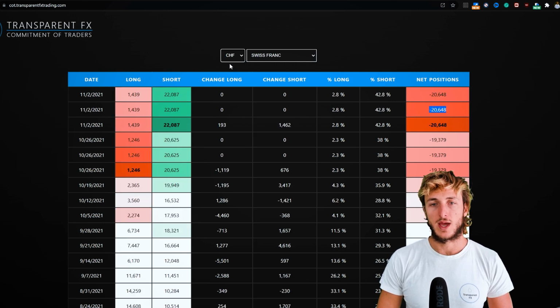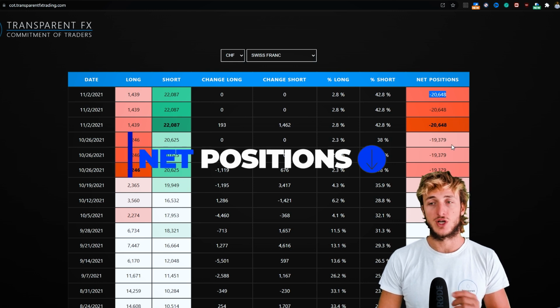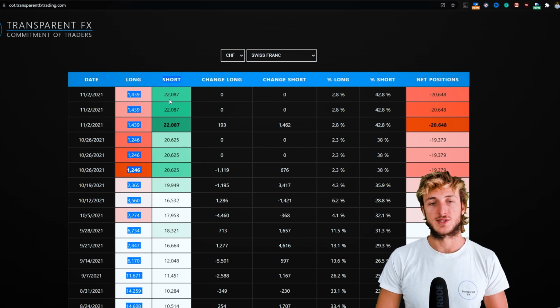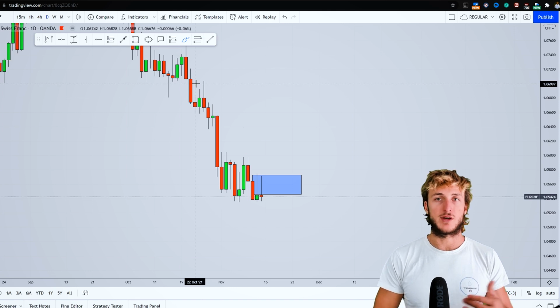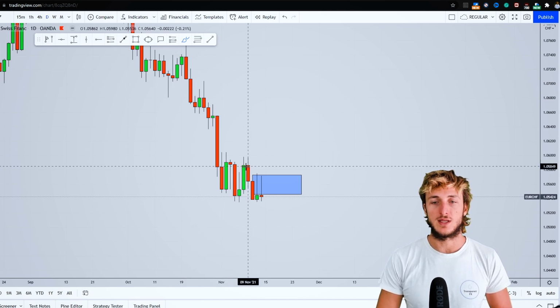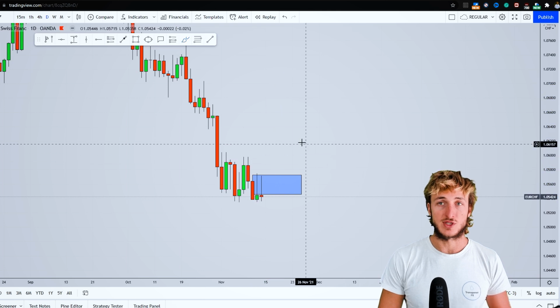And if we go and see what we have when it comes to the CHF, we can see how we still have a pretty negative net positioning of minus 20.6k net positions with way more shorts than longs, 22k shorts and 1.4k longs. And a weak CHF and a strong euro is exactly what we need if we are to create this move to the upside.